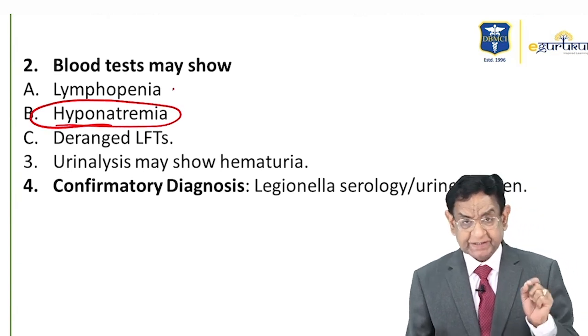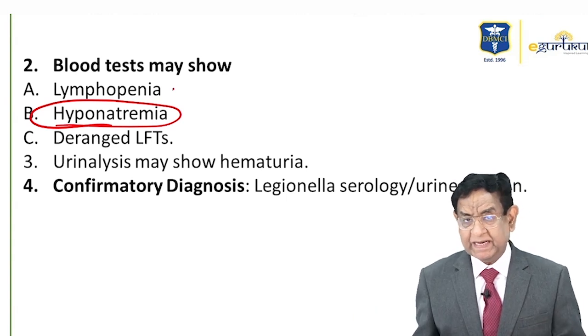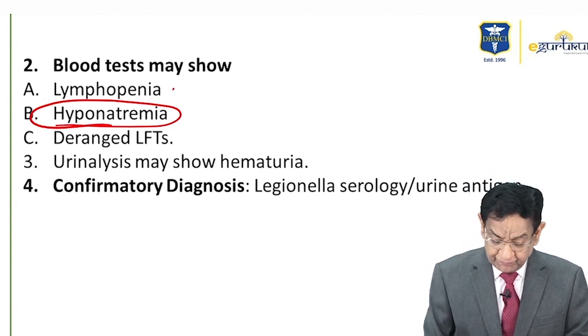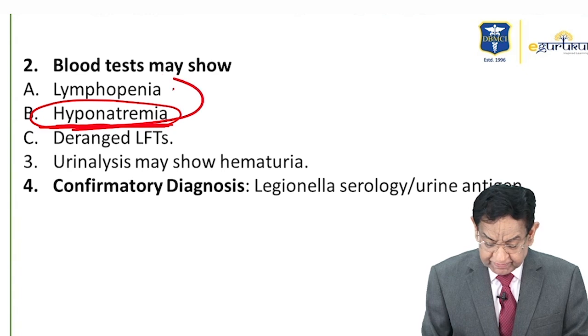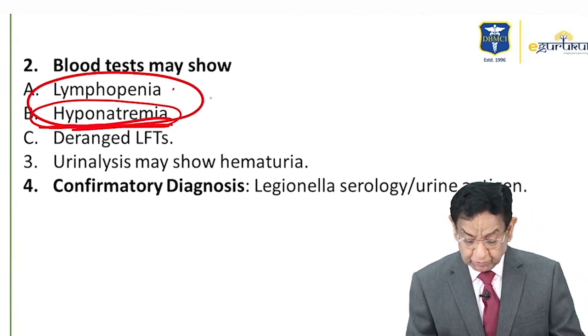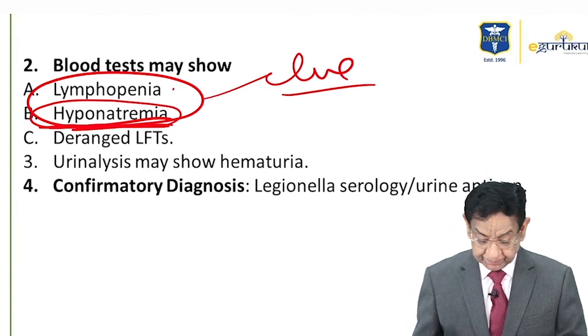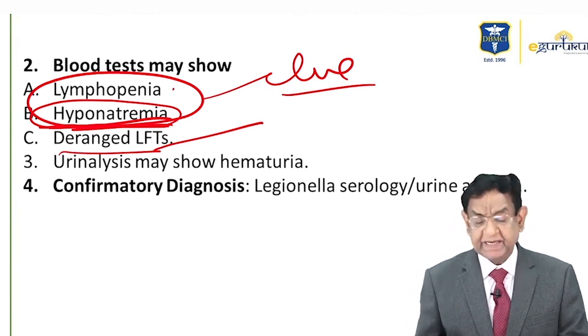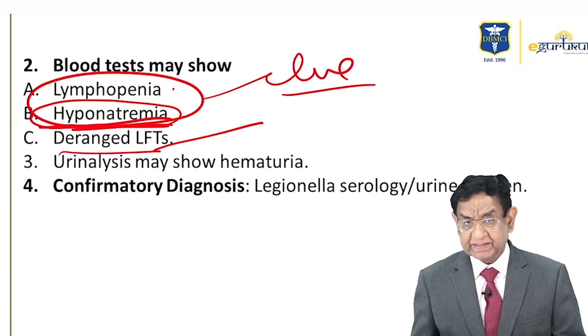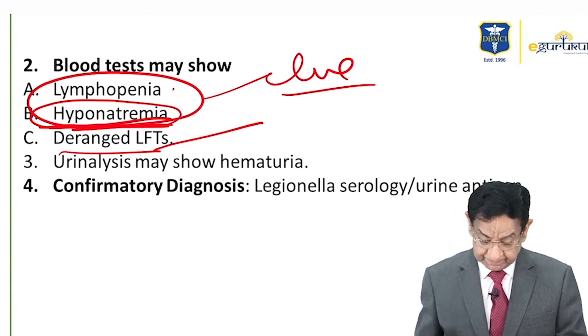This is a unique thing. Unique thing is not a very common thing to happen in other types of pneumonias. So if you are getting hyponatremia with lymphopenia, then at least you can get a clue that yes, we are dealing with Legionella pneumonia. Deranged liver function test can happen if the liver involvement is there, but liver involvement is not a common feature, but can happen.